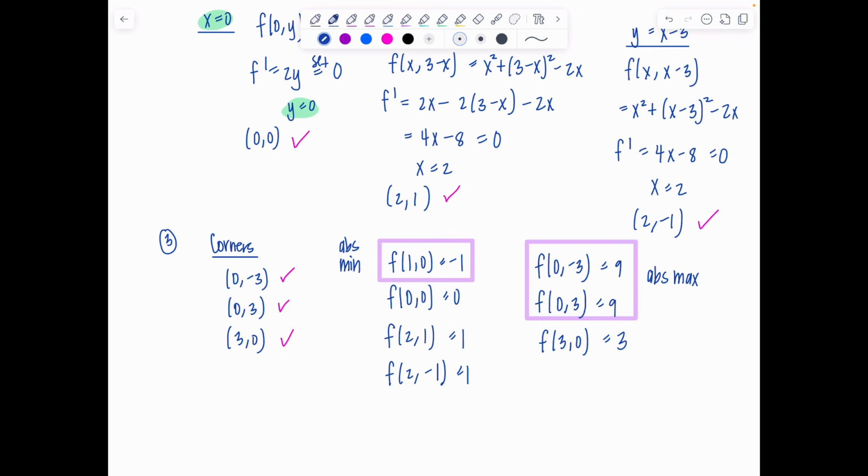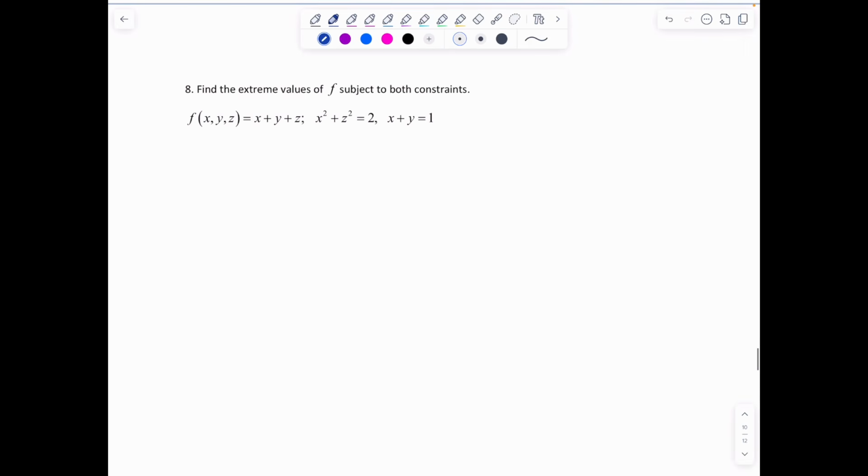Perfect. Okay. Next, nice little Lagrange problem. Find the extreme values of f subject to both constraints. Oh yeah. So, let me move my paperwork. f of x, y, z equals x plus y plus z. I will call this, who should we call it? g. And this is h.